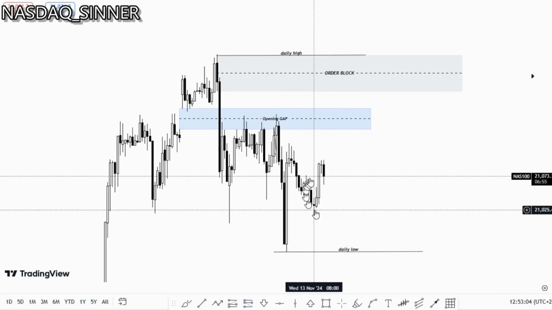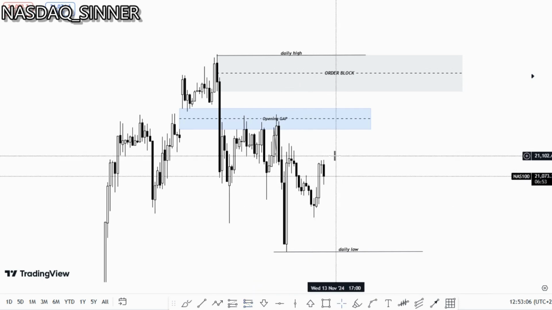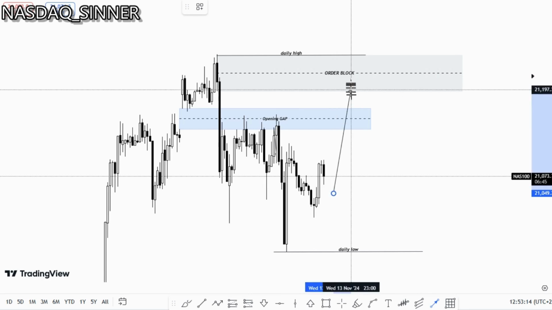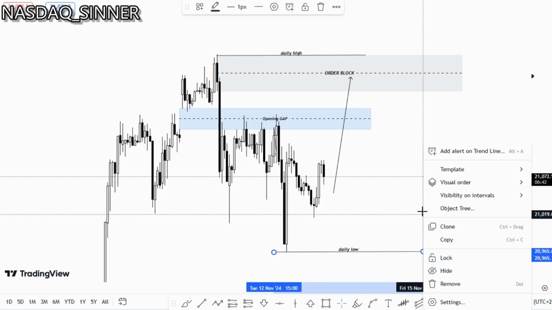For now I just have to go further into detail and try to check for an entry that I'm going to be taking buys at. So it left an order block over here. This is an order block.